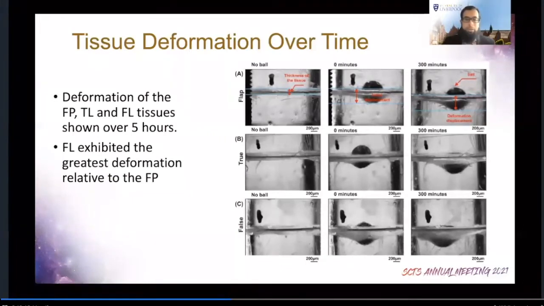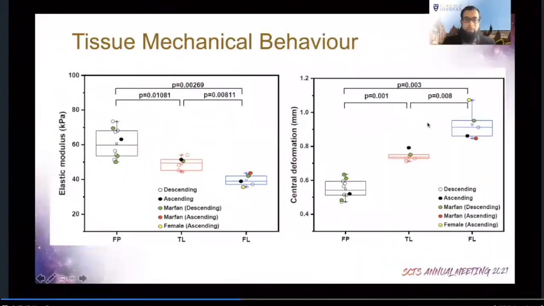It's clear from these images that the false lumen exhibits the greatest deformation relative to the flap, and you can see that here in this graph on the right-hand side. So the central deformation, which is captured via the images, is highest in the false lumen and lowest in the flap tissue. And similarly, the elastic modulus follows a trend which is inverse to that seen with the central deformation.